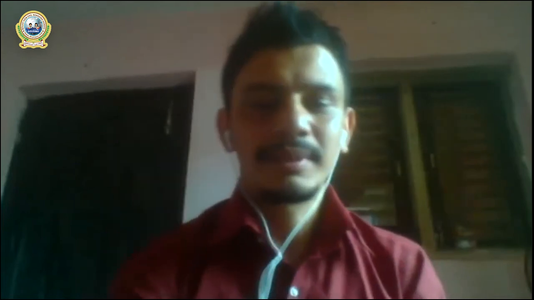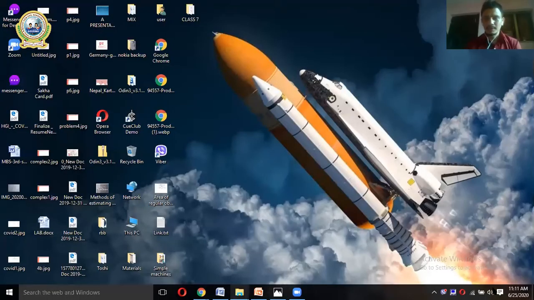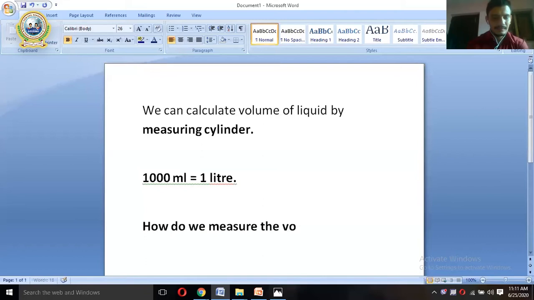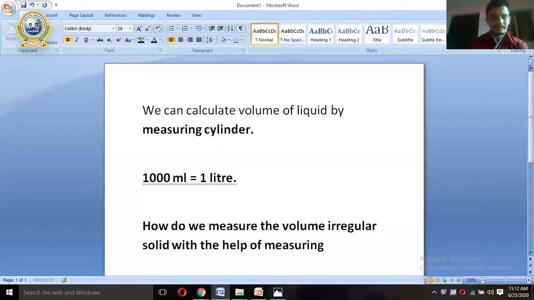See that. Let me share the screen. All right, students, just a second. Let me share it. See that. How do we measure the volume of an irregular body? With the help of a measuring cylinder. I'm going to teach you that today. How do we measure the volume of an irregular solid? With the help of a measuring cylinder.